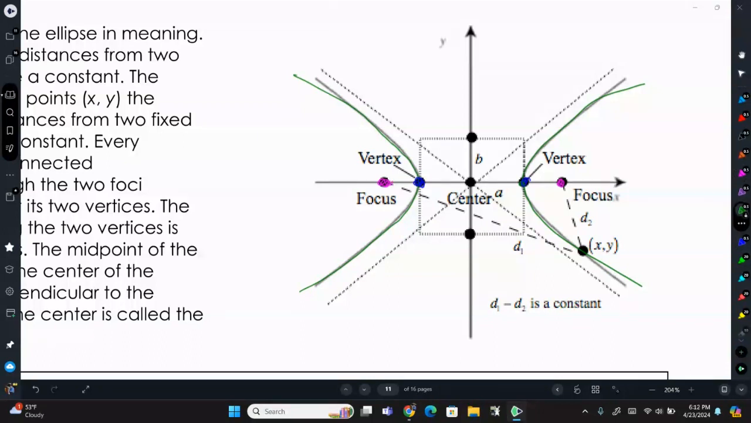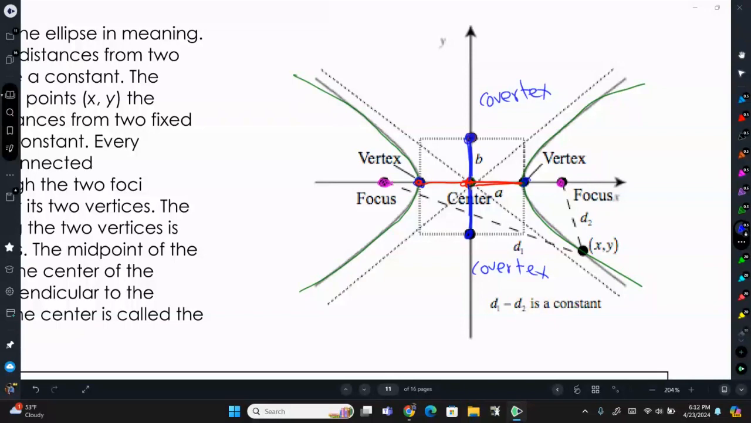And we're going to have those A, B, and C values that we had for ellipses. Our A value tells you how far from the center your vertices are. So this is A units, and this distance is also A units. And then we have the co-vertices. These are a co-vertex and a co-vertex. Those are B units away from the center.